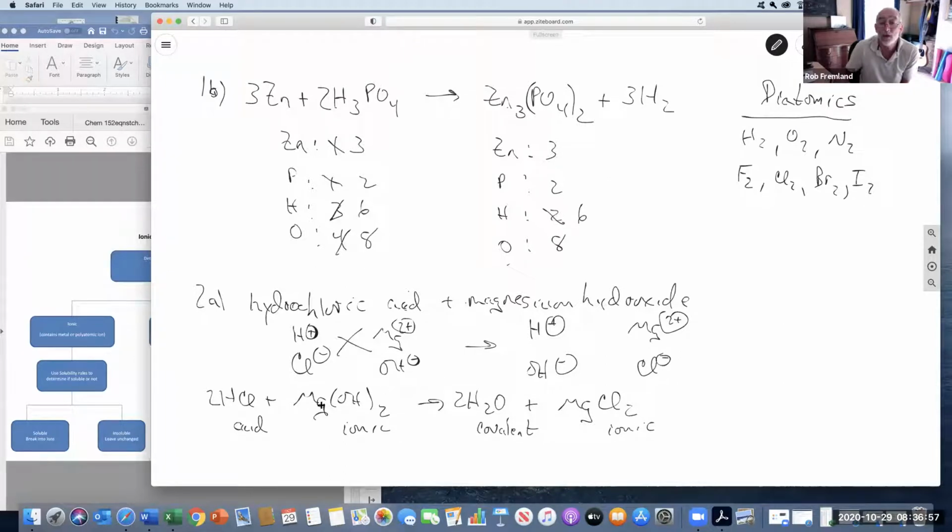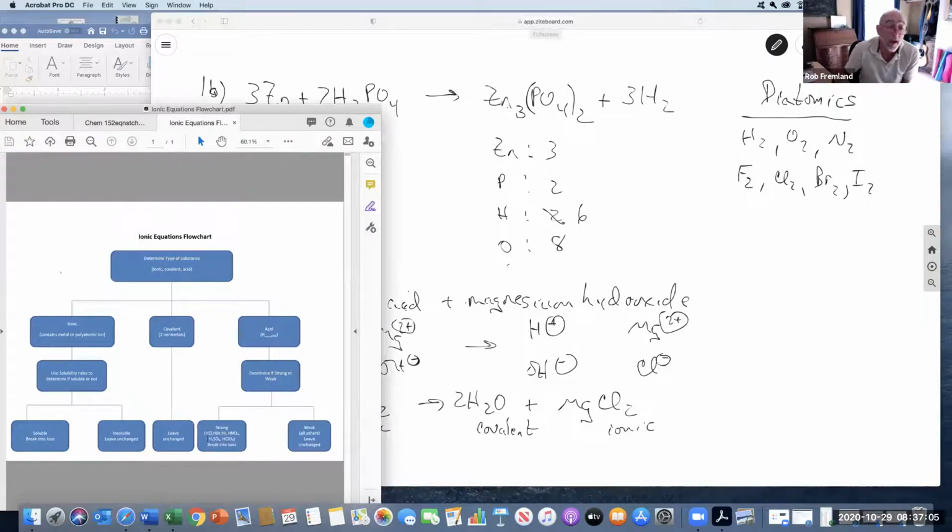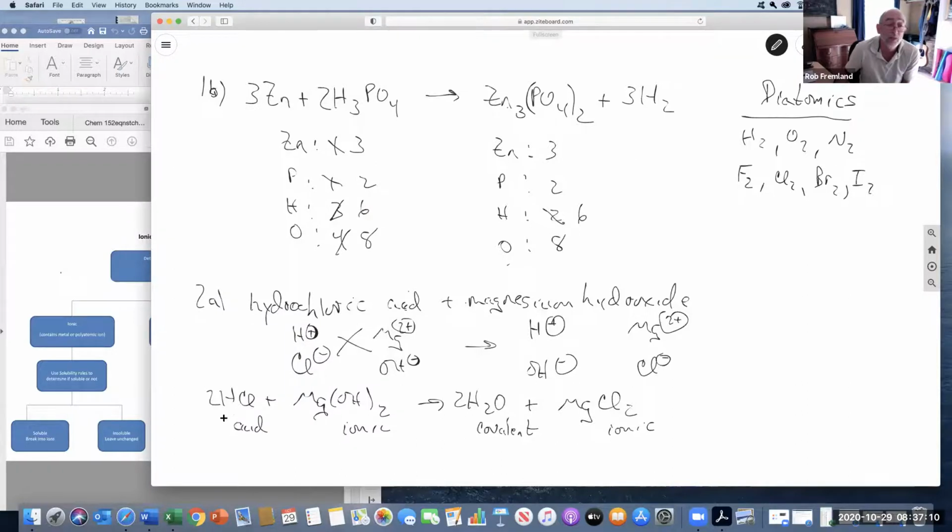Ionics always contain a metal or a polyatomic ion. Covalents are two nonmetals. Acids are going to begin with H. So then for the acid, we need to know if it's strong or weak. The strong acids are in this box right here. So this is a strong acid.